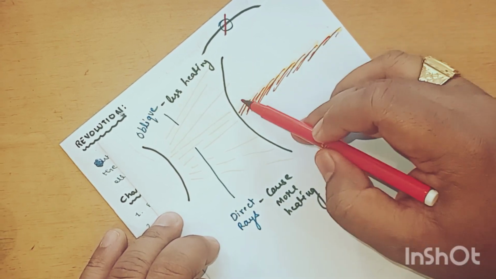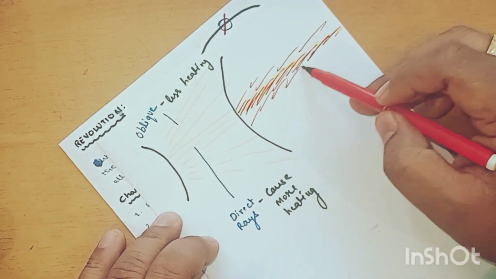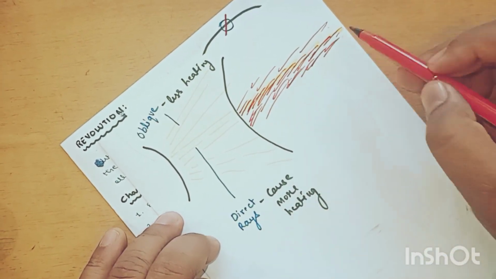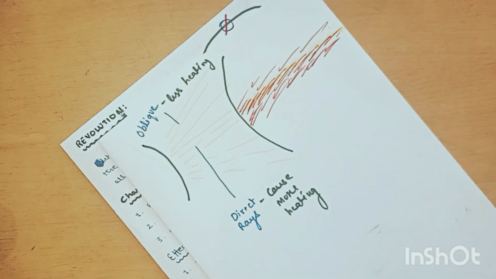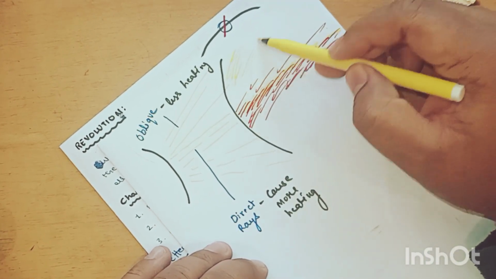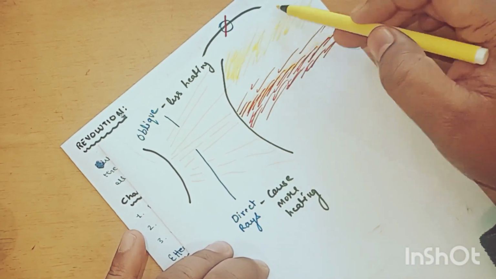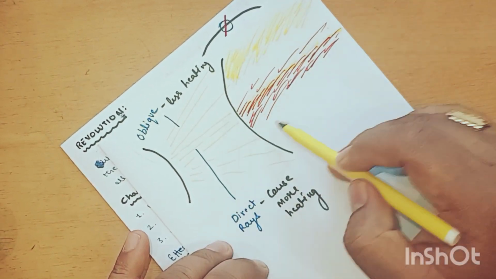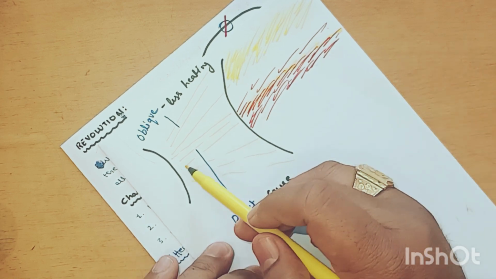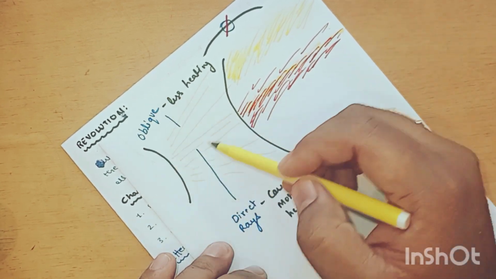Okay? Equator, tropics, this area will experience great heat, much more heat as compared to the polar areas. And while the polar areas will receive oblique rays, because of which the area does not get as much heat as the tropics and equator. The reason behind is these rays, direct rays and oblique rays.